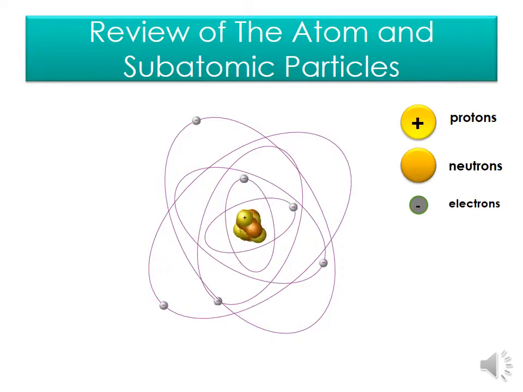So this atom is stable. It has the same number of protons in the nucleus as it does electrons circling it. So the overall charge of this atom is 0. As long as you understand that concept, we're ready to move on.